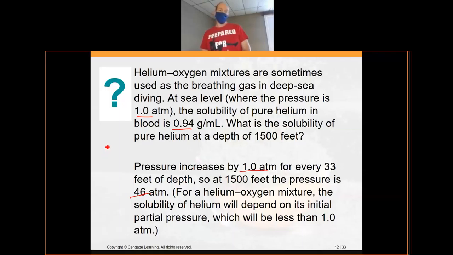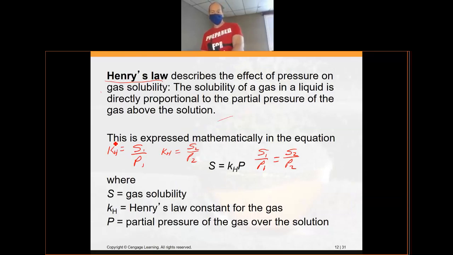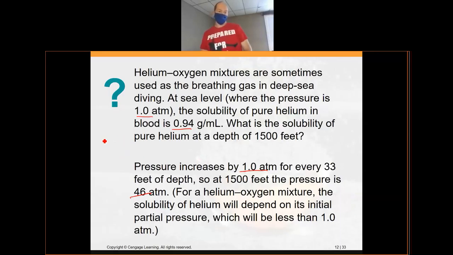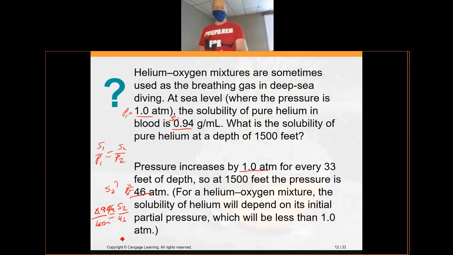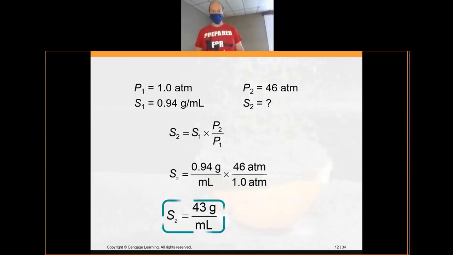And so we're using the equation that we had here. Your S1 over P1 is equal to your S2 over P2. All right, and so we have the solubility 1, 0.94 at pressure 1, 1 atmosphere. Now we want to know what solubility 2 is, now that we know that the pressure 2 is 46 atmospheres. And so you would just put in your numbers, 0.94, 1 atm, and then the solubility 2, this is in grams per milliliter, at 46. And so you would just multiply the 0.94 by 46. And when you multiply your 0.94 by 46, you get a solubility of 43 grams per milliliter.